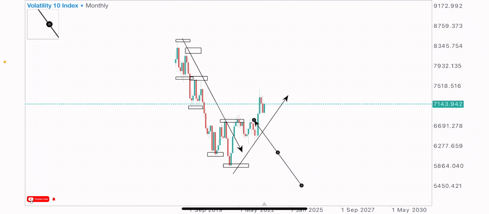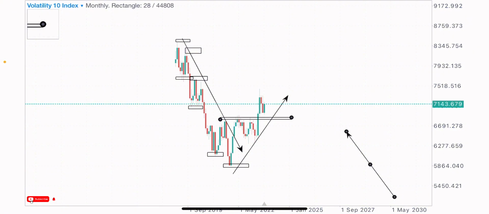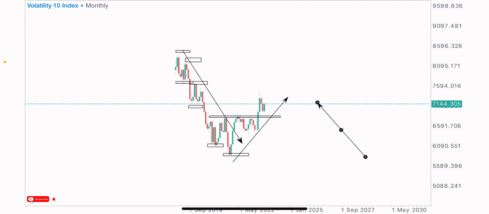So here we had a break of this last lower high at this point. We had a break of this last lower high. So there was a break of structure at this zone. We can tell that there was a break of structure at this level. The market has shifted from a downtrend to an uptrend, creating higher lows and higher highs.